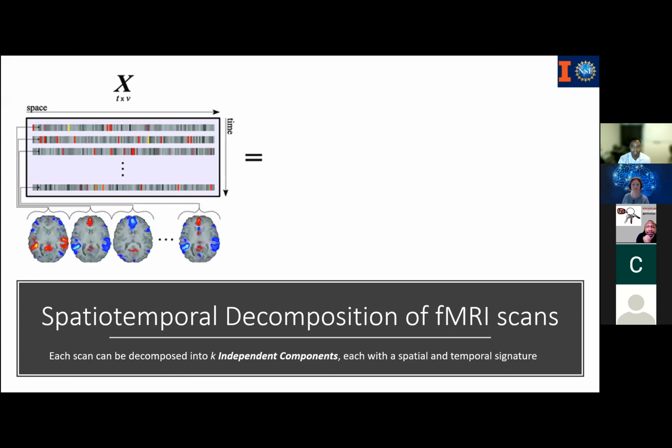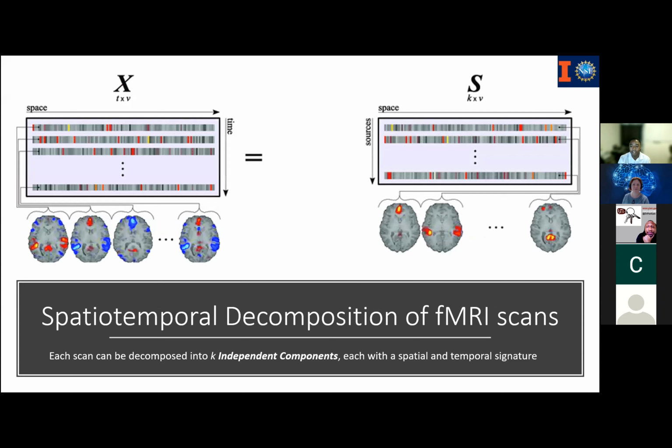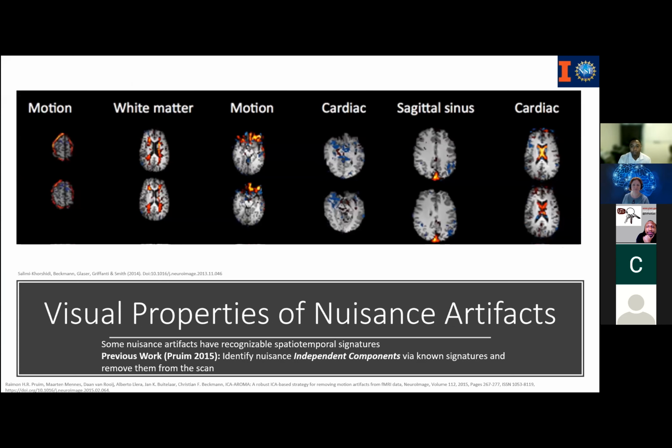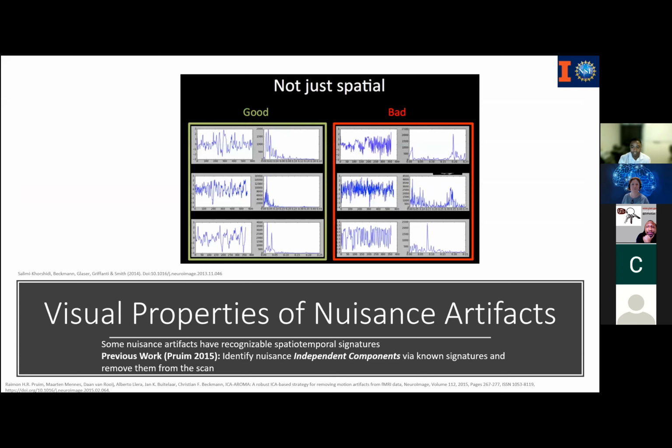So it turns out that given a 4D fMRI scan, we can use a method called independent component analysis, or ICA, to decompose the spatial temporal data into K independent spatial maps of the brain with unique associated time signatures. And so what we know is that these independent components can often isolate nuisance artifacts with known spatial temporal signatures. For instance, the effect of motion tends to be most pronounced around the edges of the brain. These signatures also occur in the temporal domain as well.